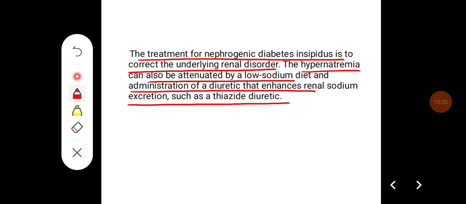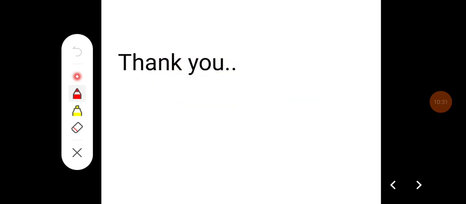This is in brief about the posterior pituitary.